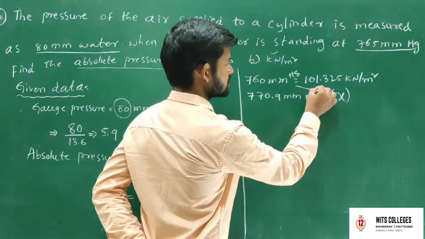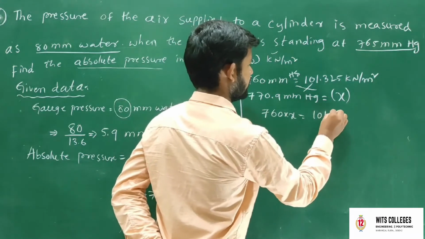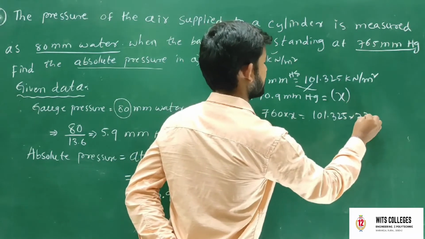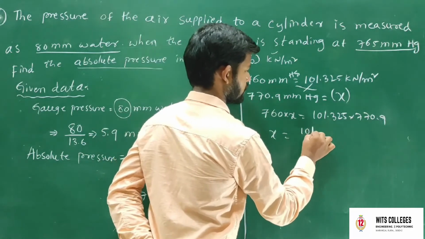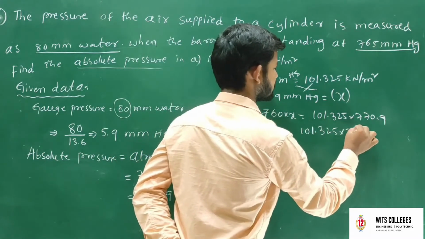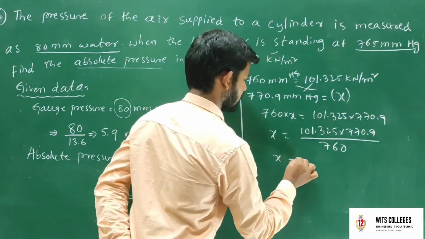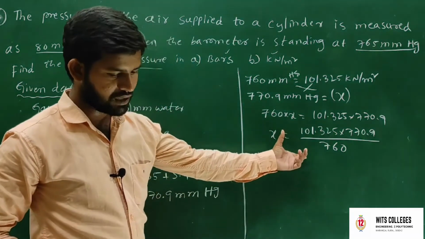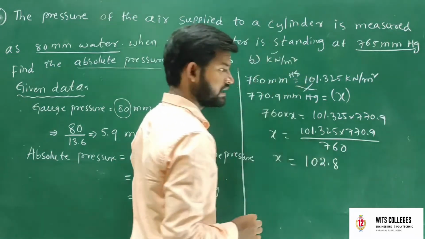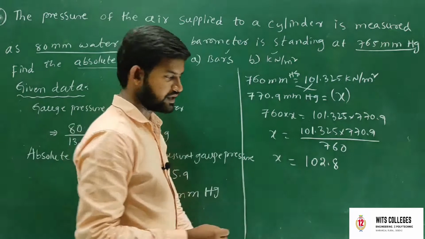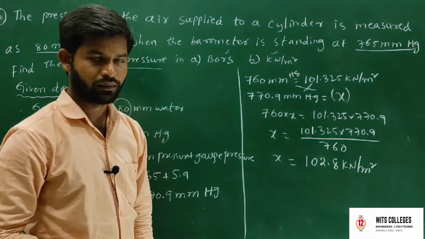We use the crisscross method, that is 760 into x equals 101.325 into 770.9. So x equals 101.325 into 770.9 divided by 760. Applying the calculation, we know the value is 102.8 kilonewton per meter square.